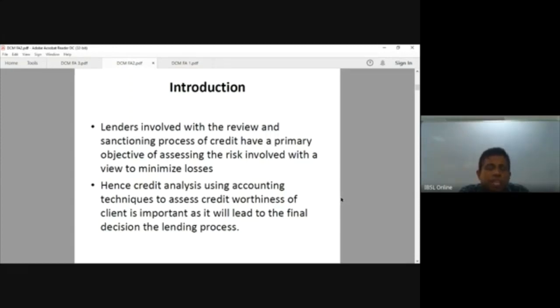Then what we can do is, using credit analysis and accounting techniques, assess the creditworthiness of clients. This is very important, because it will be the final decision-making source document for any lending decision, right? Whatever you do with accounting and credit analysis techniques will finally end up with some results, based on which the final decision maker will take the decision. Right?